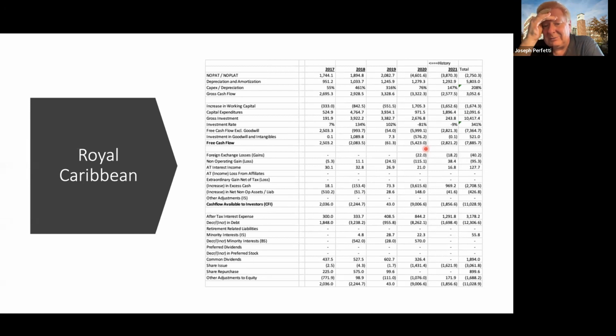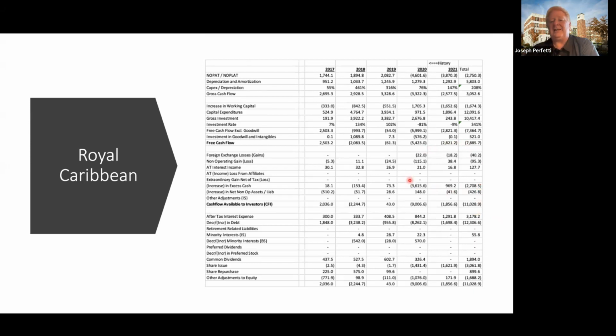$521 million increase in goodwill over the 5 years. They did buy somebody in 2018, $1 billion of goodwill. What did they do to fund the 7.9 billion? Well, 7.9 billion of negative free cash flow became 11 billion of negative CFI. The big change there, two things. One, they did increase their excess cash by $2.7 billion.